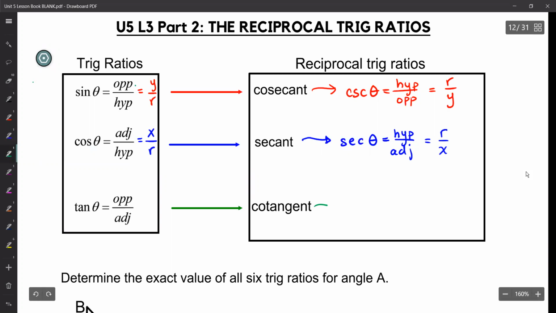And then lastly, cotangent is the reciprocal of tangent. We abbreviate this COT. And because tan is opposite over adjacent, cotangent will be adjacent over opposite. And in terms of x, y, and r, tangent is also equal to y over x. So that makes cotangent x over y.